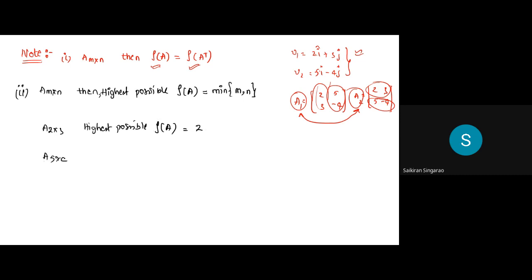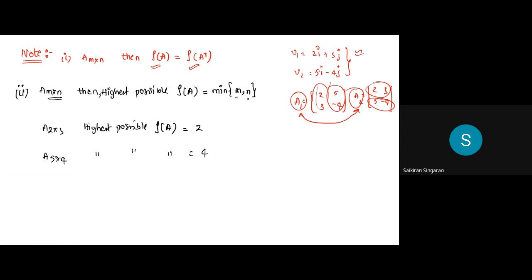If it's a 5 cross 4 matrix, what is the highest possible rank? 4. Highest possible. I'm not saying the rank is 4. The possibility of the highest rank is 4. So if you have an m cross n matrix, whatever is the minimum value between m and n, that is the highest possible rank of it. Did you understand this?